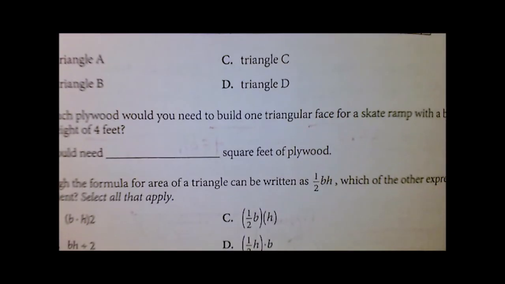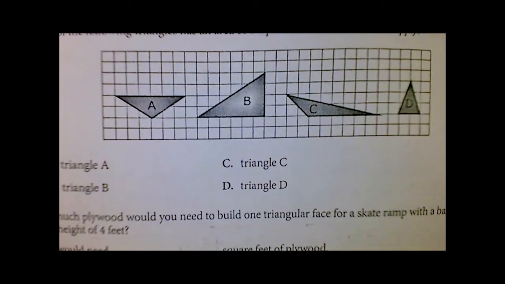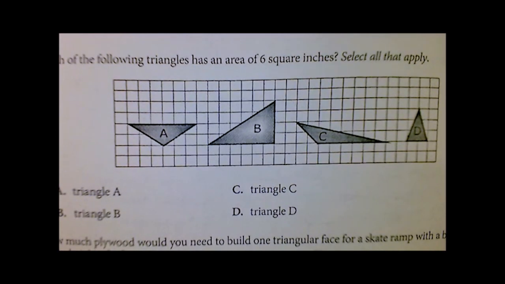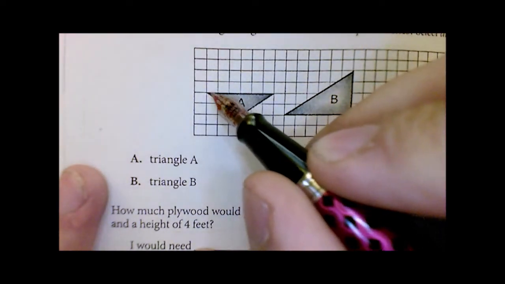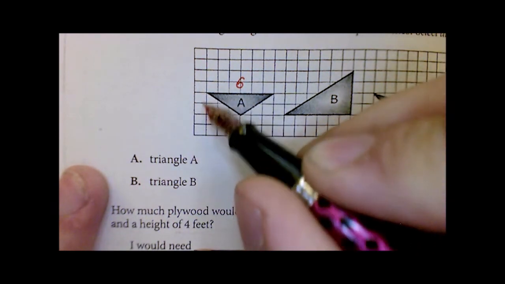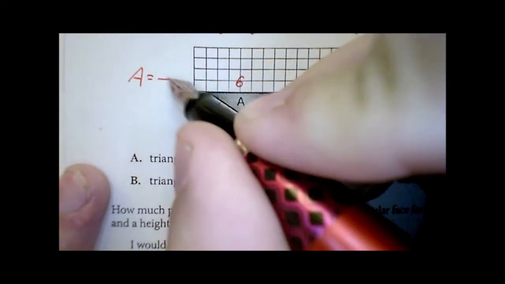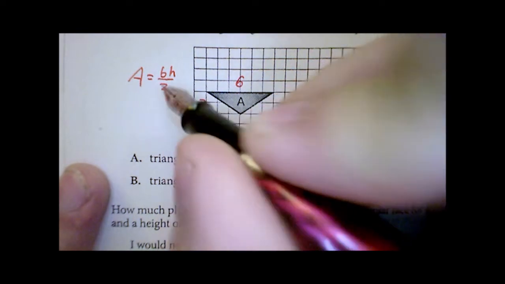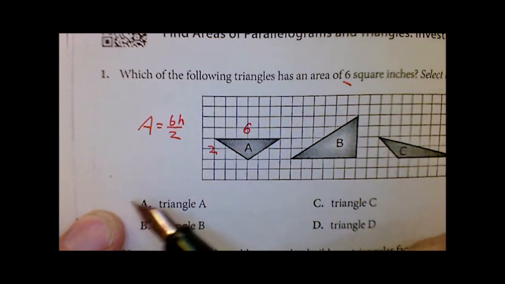Flipping it over to the other side, we have triangles. Now, for the top part, we have a few different triangles up here, and it wants to know which of the triangles has an area of 6 square inches. So we'll start with section A. A has a base of 6, and it has a height of what appears to be 2. 6 times 2, using our formula, is going to give me 12. And then 12 divided by 2 gives me, well, 6. So I know that A is going to work.